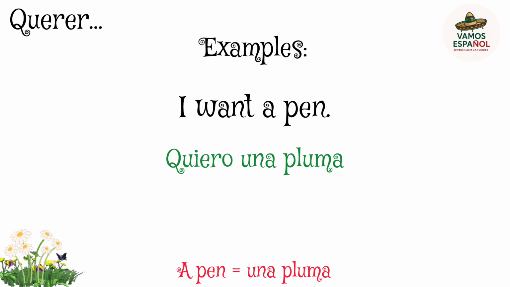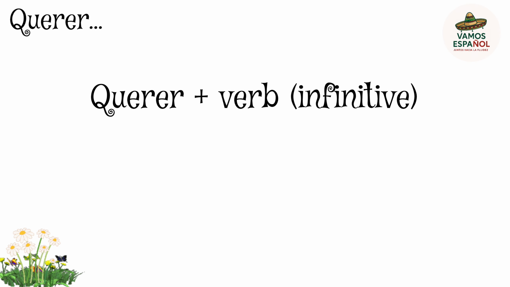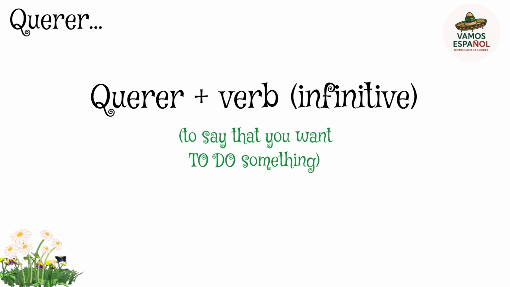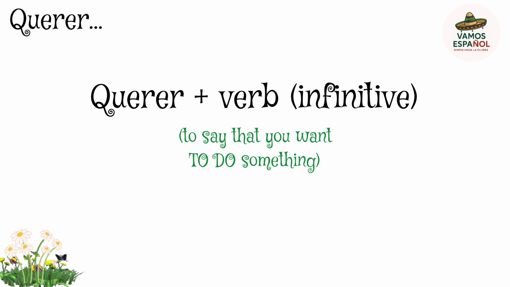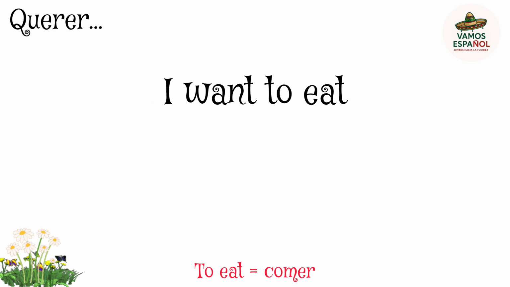Now, another way we can use querer is together with a verb in the infinitive. So the formula here is querer plus verb, to say that you want to do something. And if you don't know what verbs or infinitives are, I have a video on that and I'll drop the link in the description so you can check it out. So let's say to eat is comer, which it is. How then do we say I want to eat? Remember, we're just conjugating querer and then you're plugging in your verbs, any verb at all. But in this case, comer.